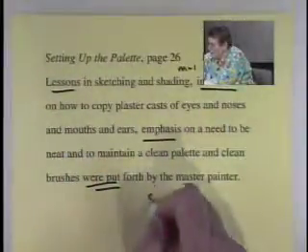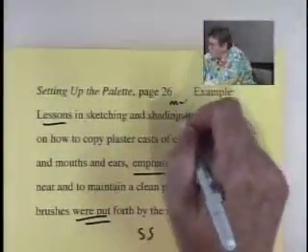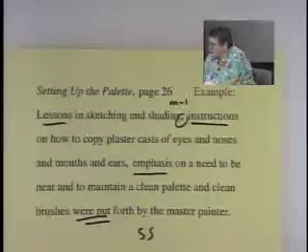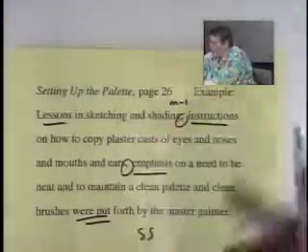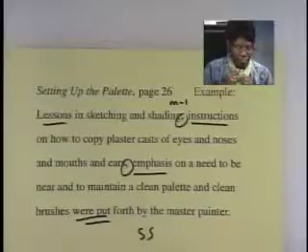Simple sentence. And when we look at this part, notice that you have one subject here, lessons in sketching and shading, and you have another subject here, instructions on how to copy plaster casts of eyes and noses and mouths and ears. And those commas alone separate each of those three subjects in that particular sentence.